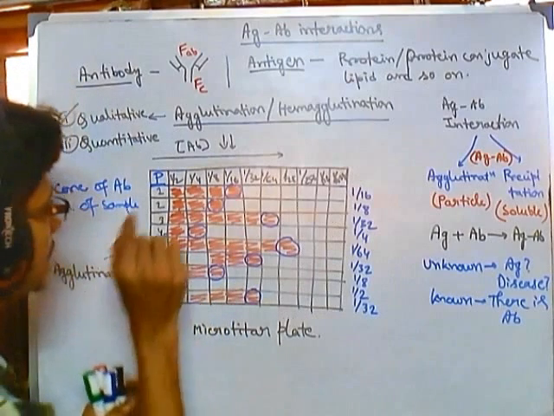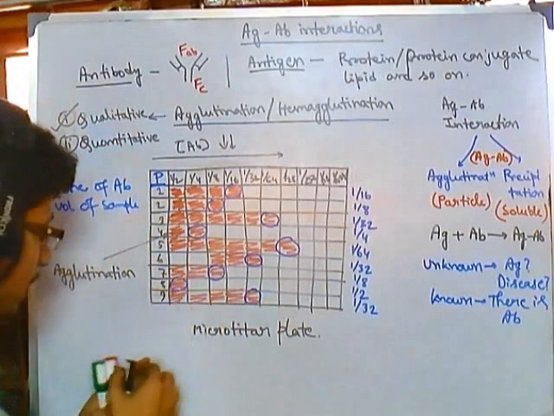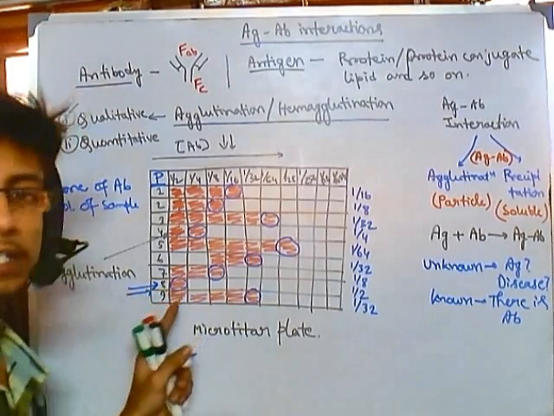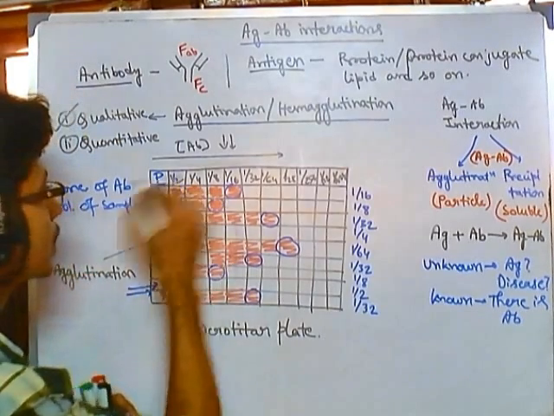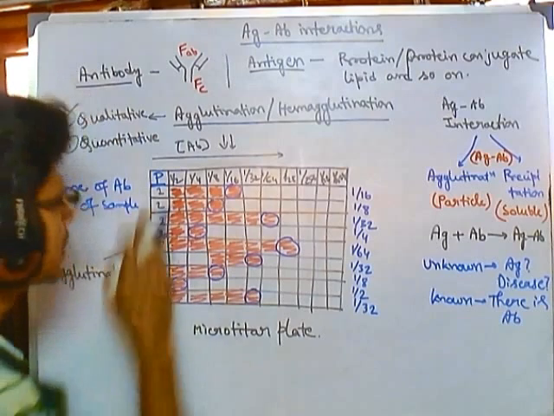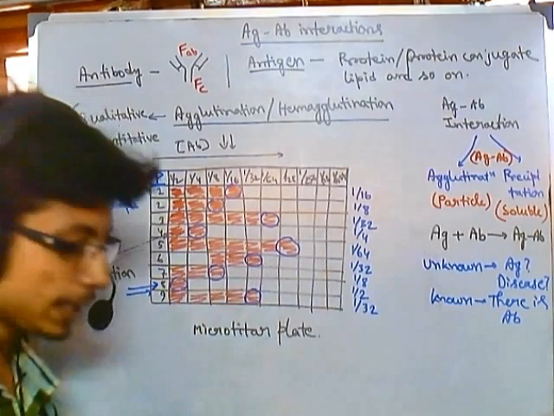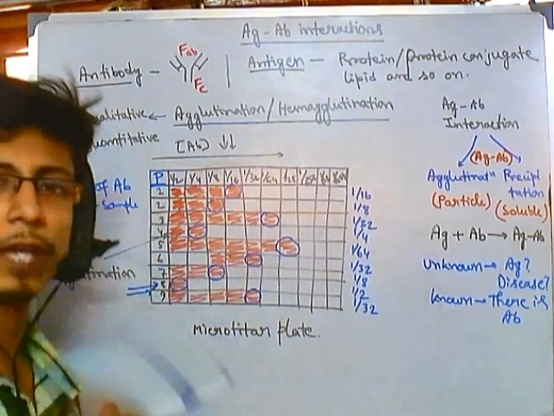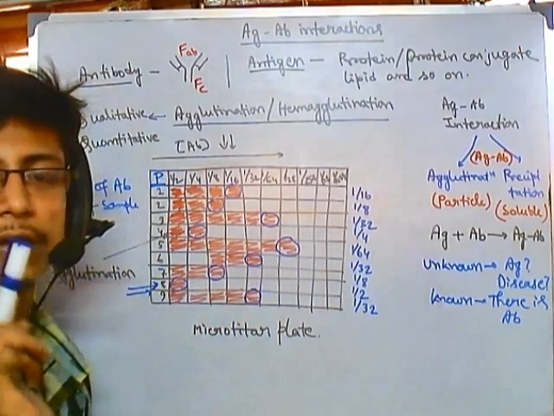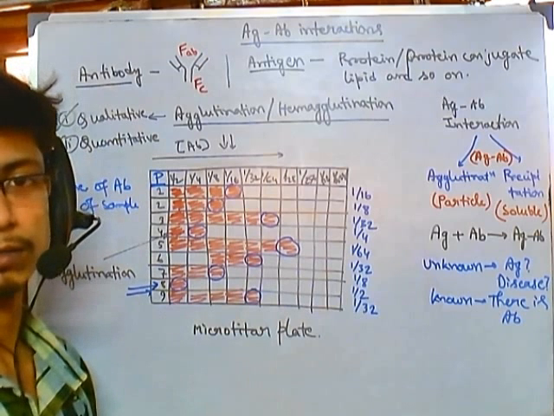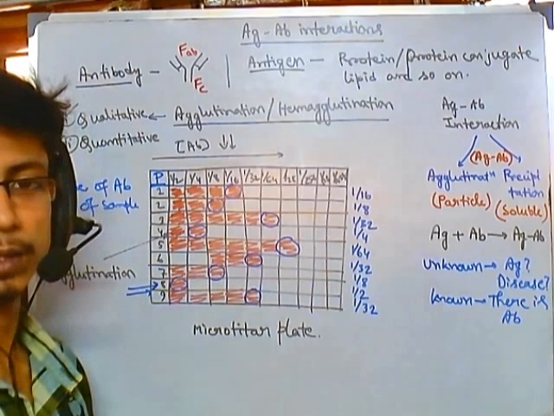Now for example, let's take this patient 8 as an example. Patient 8 has only one agglutination when the concentration is pretty high, but just below that concentration they haven't got any kind of agglutination. That means this patient has a very small amount of antigen in its sample. Very less antigen in its sample, right?